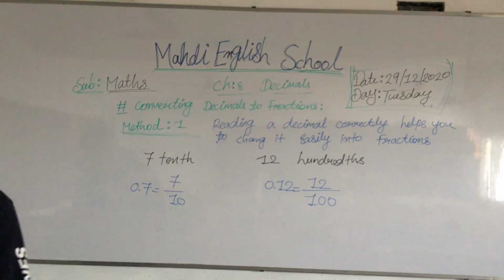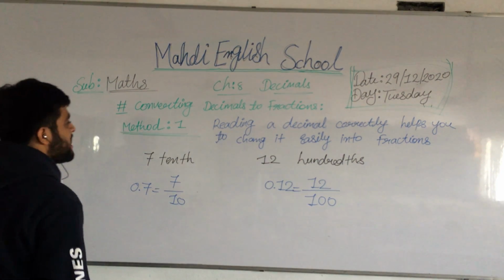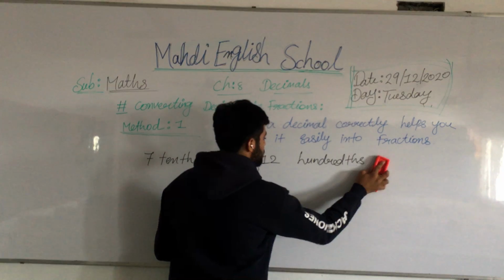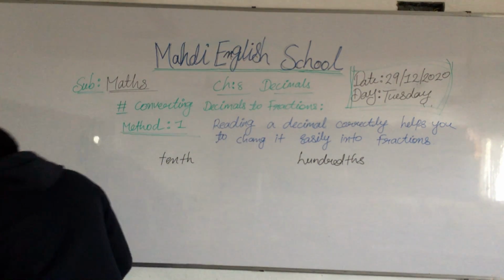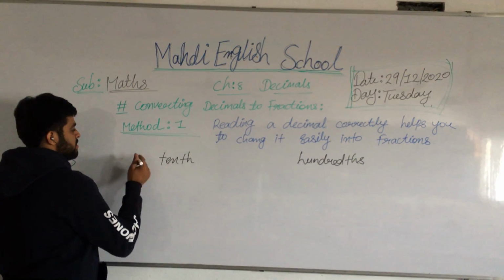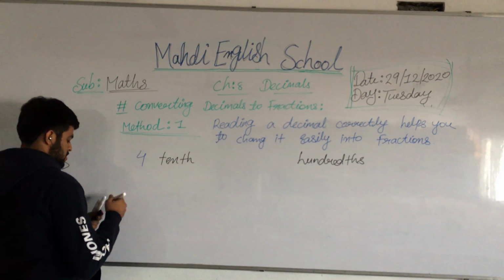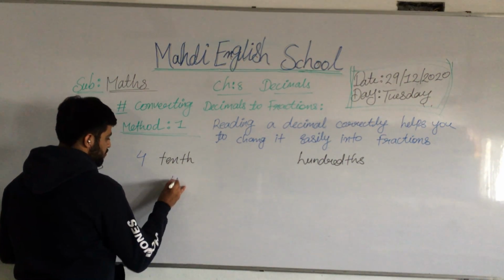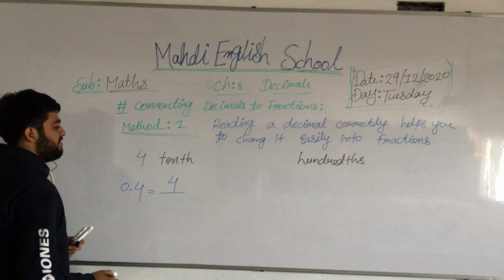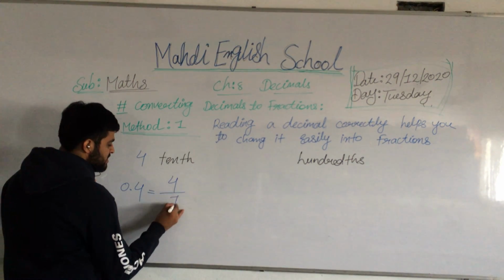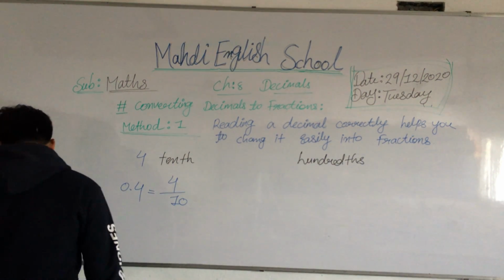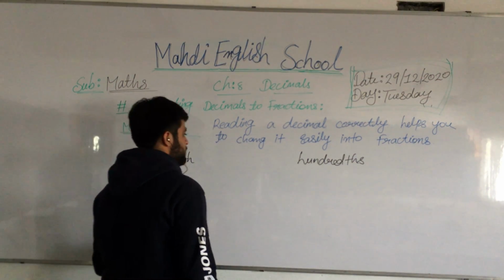Okay, so now we will move on to the next method, my dear students. But before starting the next method, we check the other example. 4 means what? 4 tenths. So 4 is the numerator, 4 tenths means 0.4. So how do we convert? 4 is upside and 10 is down. Understood, my dear students? Got my points all? We are going to learn as like that.